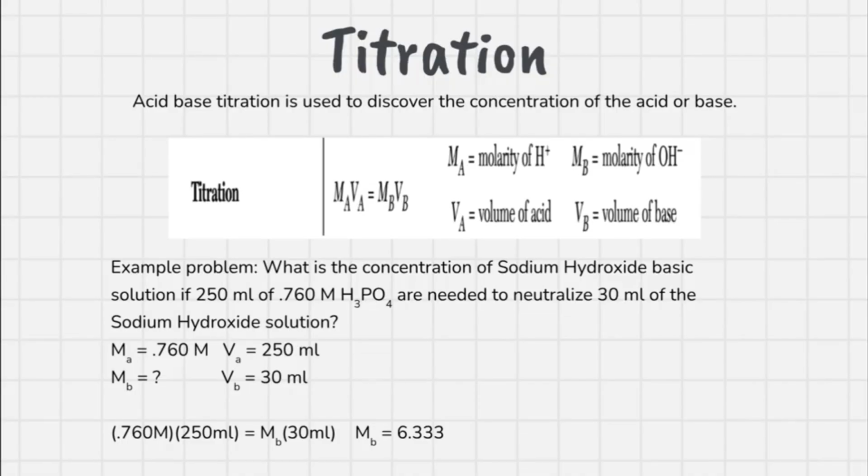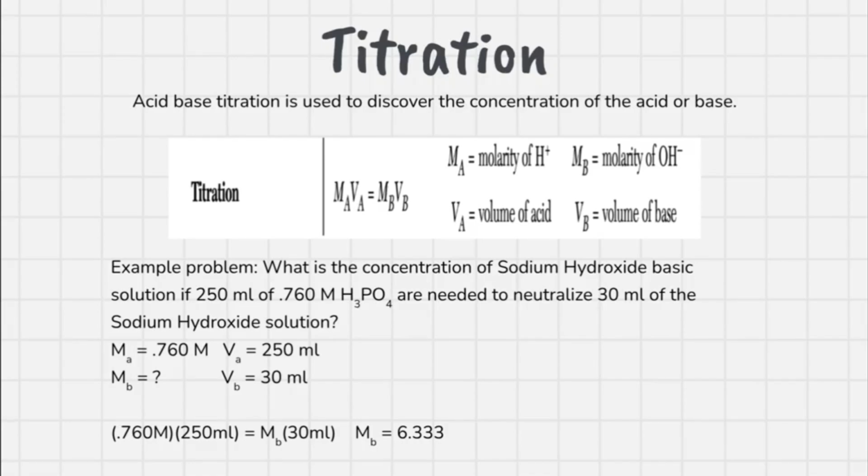Here's an example problem. What is the concentration of sodium hydroxide basic solution if 250 milliliters of 0.76 molarity H3PO4 are needed to neutralize 30 milliliters of the sodium hydroxide solution? So we can see that 0.76 molarity is the molarity of the acid, and the volume of the acid is 250 milliliters.